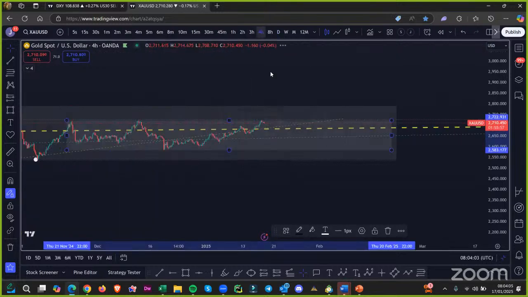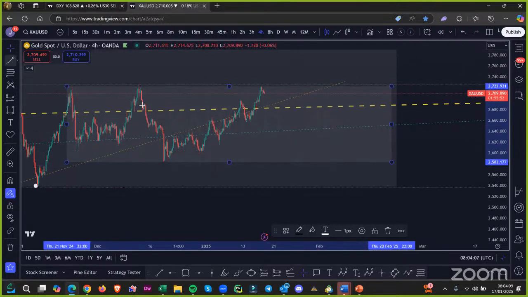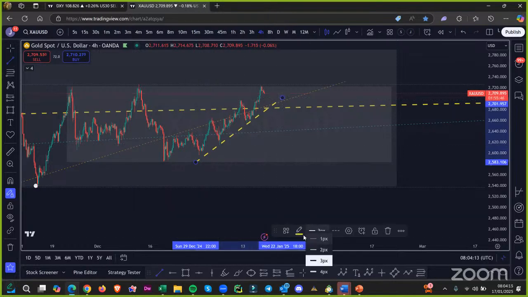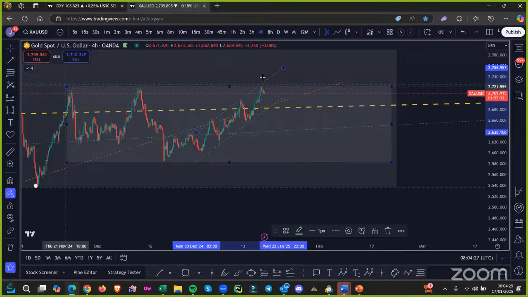We're going to drop down to our 4-hour, and once again, if we want to understand what's been going on, we can draw some lines in here. I'm going to make them a different color so that we can identify them. I'll make them green in this instance, like so, and like so. We can see that the market has been bullish, making higher highs and higher lows, up to the top of this consolidation range.